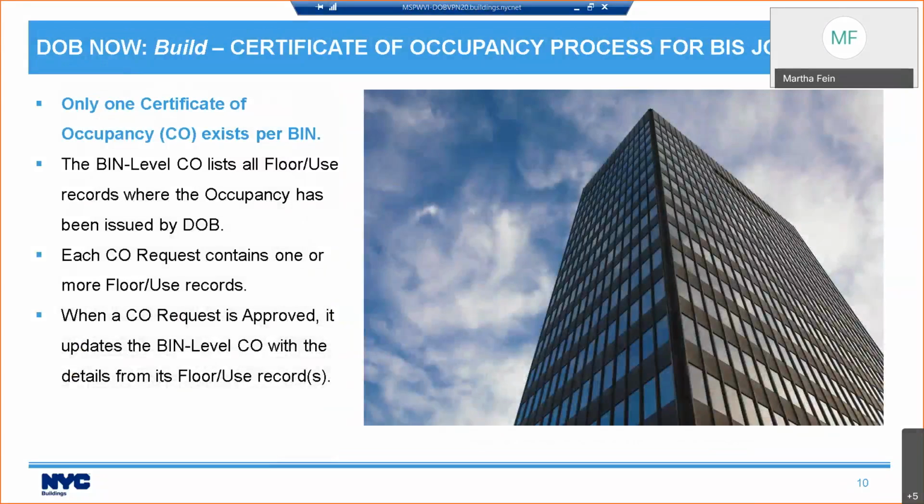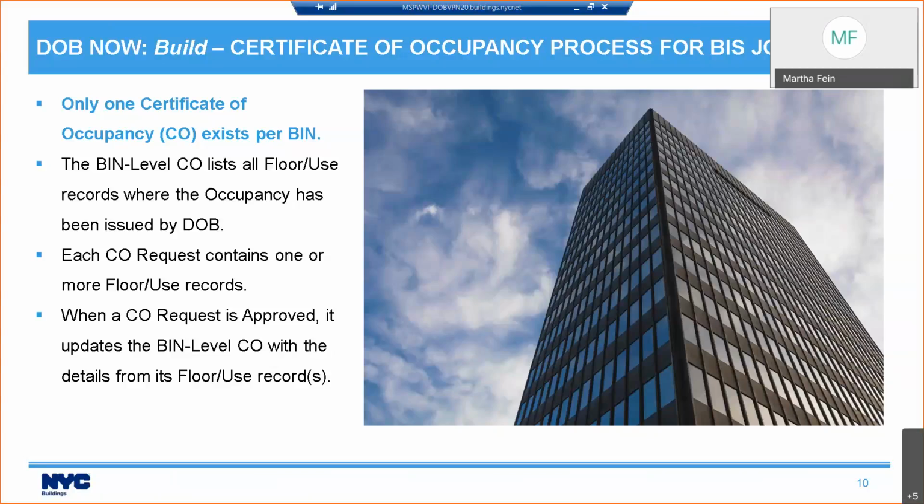In addition, only one certificate of occupancy is going to exist per bin. And the certificate of occupancy is going to list every single floor use record where occupancy has been issued by DOB. Now, I'll talk a little bit about what a floor use record is in a minute. But the certificate of occupancy request is going to contain one or more floor use records. You're going to request occupancy on the floors that you did work on.